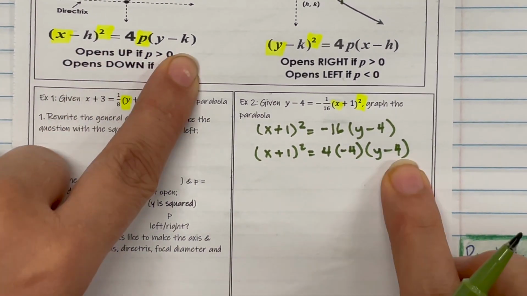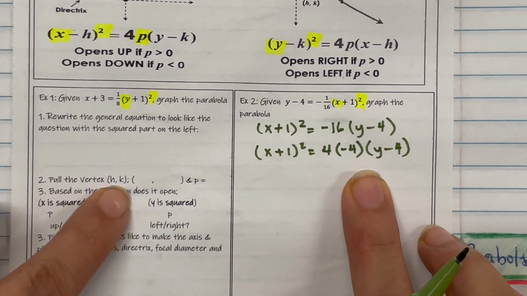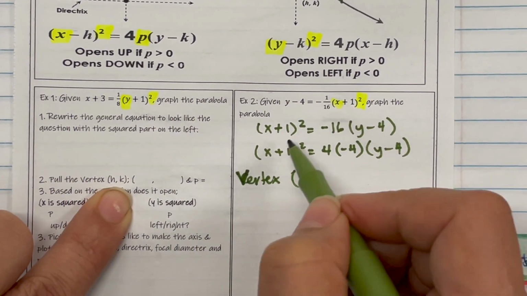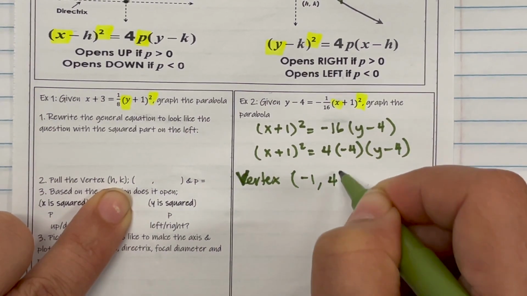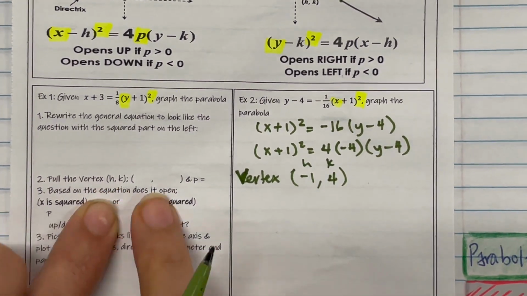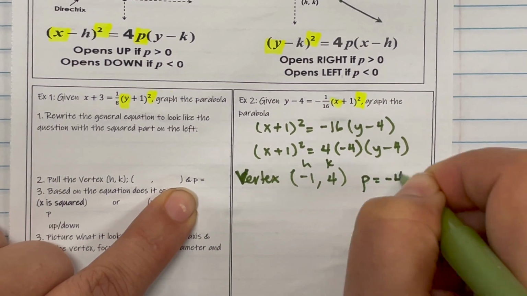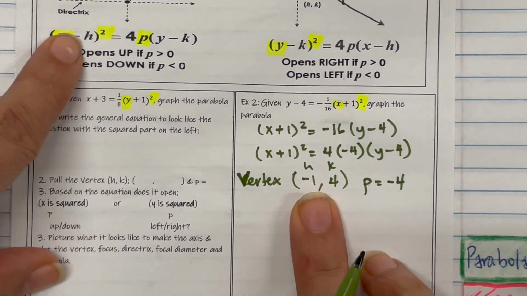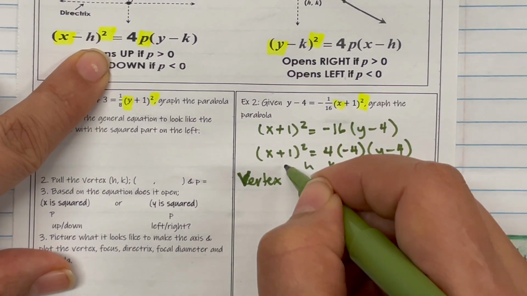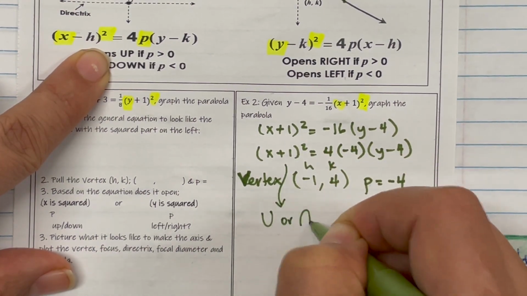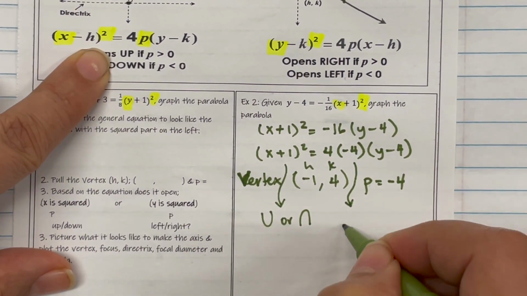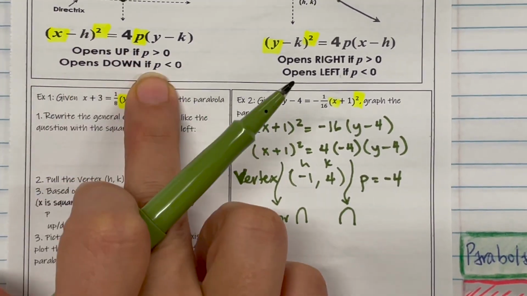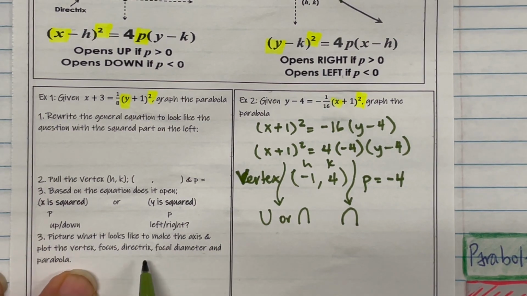Now that it's in that form, it's very easy to pull out all the information. Let me pull the vertex, I keep calling it center, which is (-1, 4). That's your (h, k). Your p is -4 because I put it in that format. Based on that equation, it is opening up or down, and the p tells me whether it's up or down, which is down because it's negative. So the squared term gives me 2 options, and p will give me the direction.